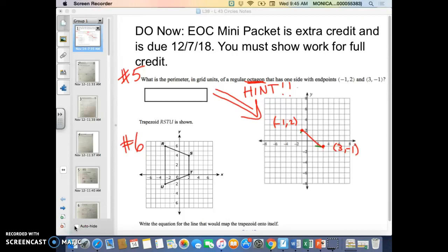We're almost there. All right, so let's look at our EOC mini packet. It's extra credit. It's due 12/7/18. So make sure you're doing problems on there. We've done problems 5 and 6. At this point, you should be doing numbers 7 and 8.